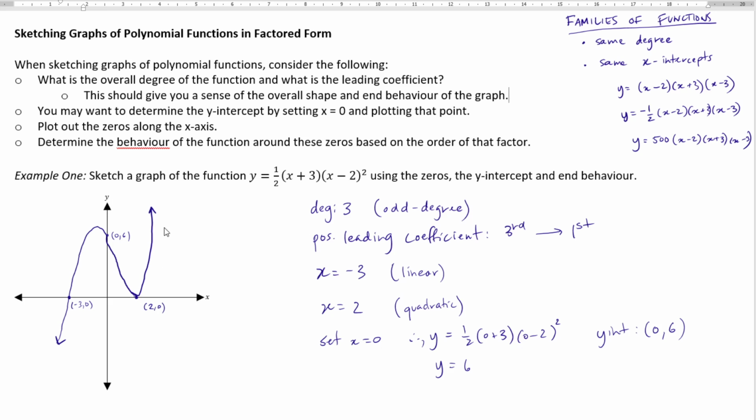And there's my function. I'm just going to label it right here: y equals 1/2 x plus 3, x minus 2 squared. Again, a little bit of a shaky curve there, but that's more a result of the technology that I'm using than anything.